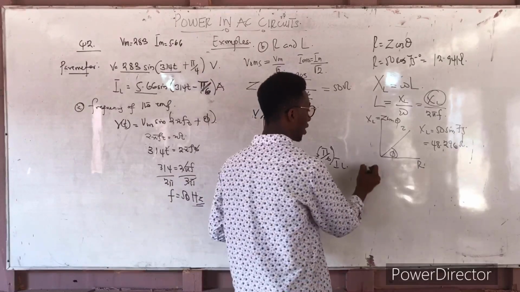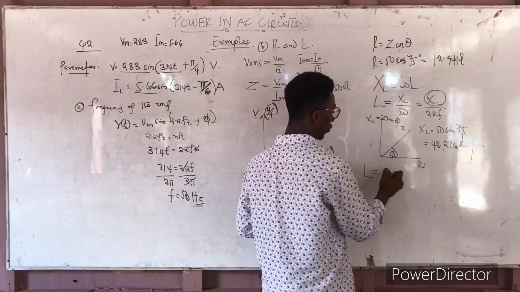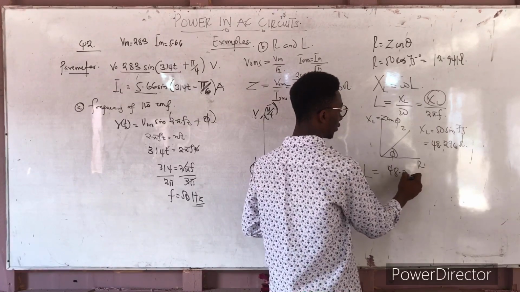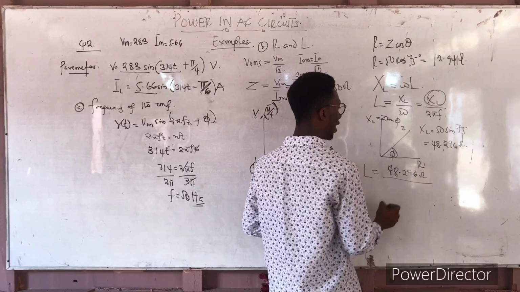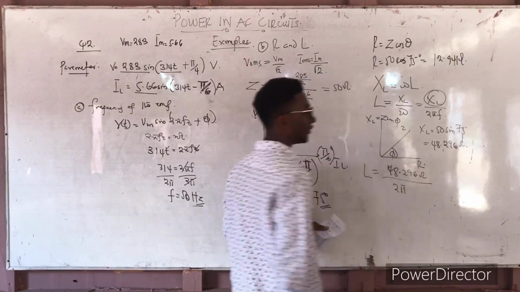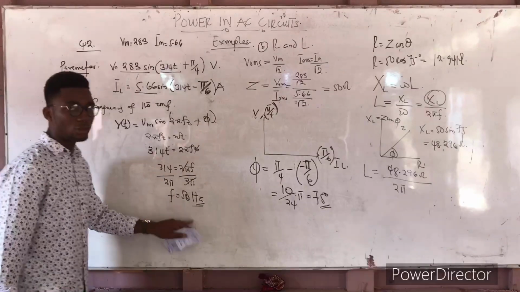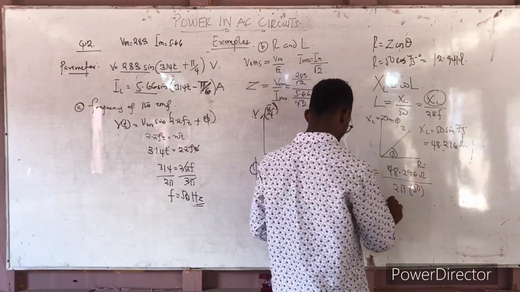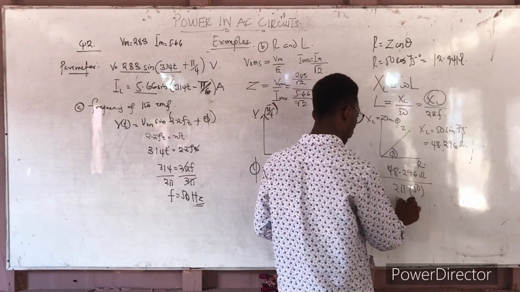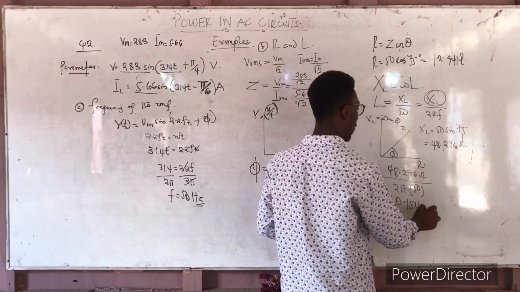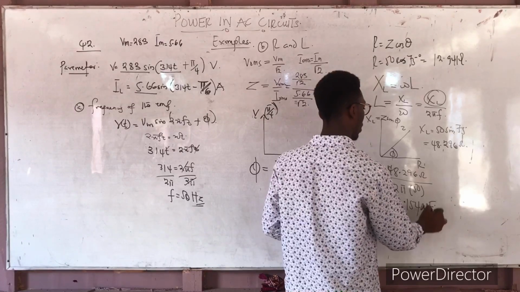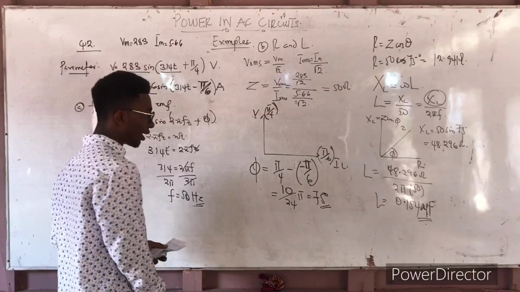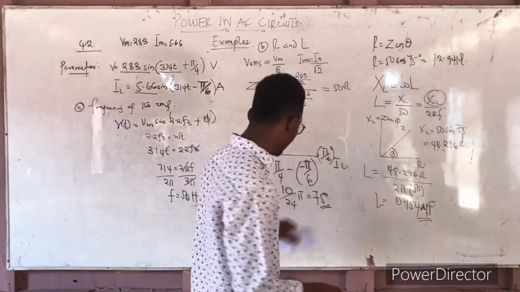So from here, we can now find our inductance L, which is equal to the inductive reactance, 48.296 ohms, all divided by 2 pi F. And the F is the frequency we found here, which is 50 Hz. So when you do this, we are getting 0.154 microfarad. Okay. Now let me clean here and do the last question.